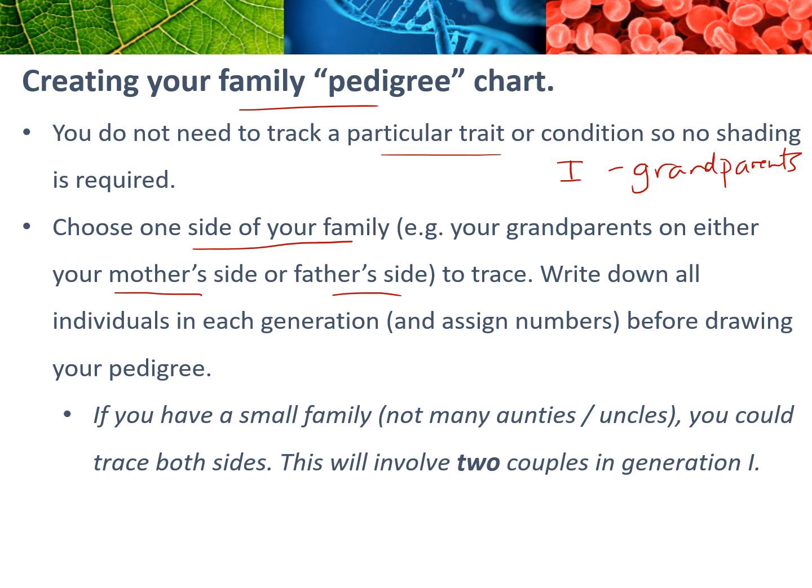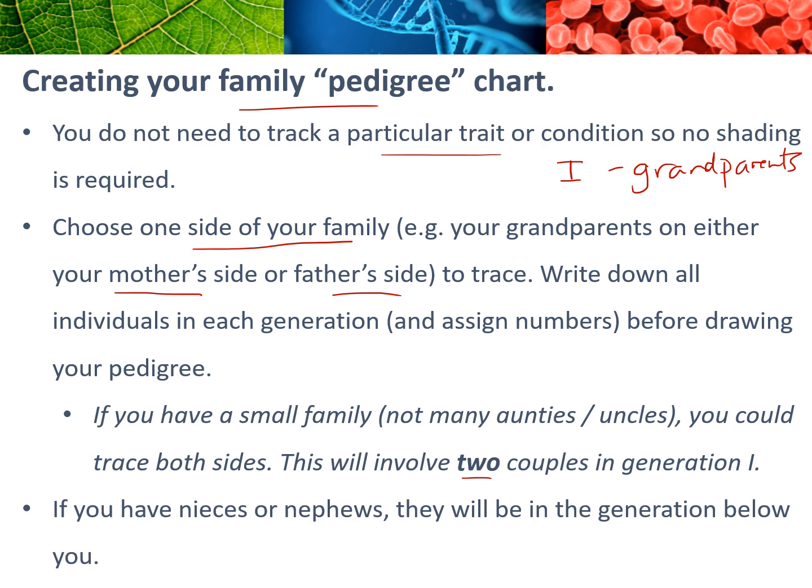So in your first generation, you would have your grandparents on your mother's side and on your father's side. There might be a little bit of planning involved in this. It's not a graded assignment or anything, but these things can be quite fun to do. You might need to double check with your parents if you can't remember all the cousins and aunties and uncles. And then the last thing, obviously, is if you have nieces or nephews, so if any of your siblings have children, then they're going to be in the generation below you.